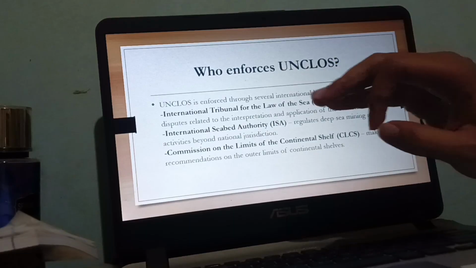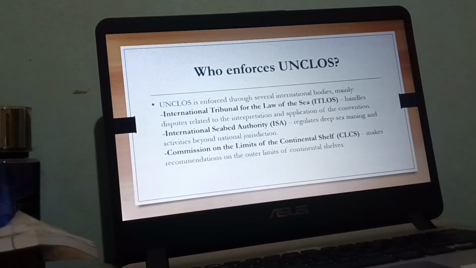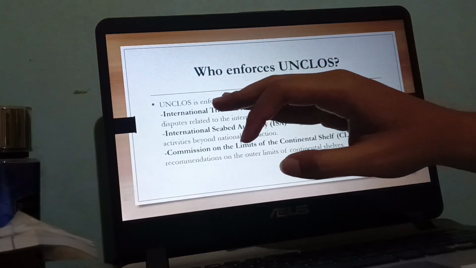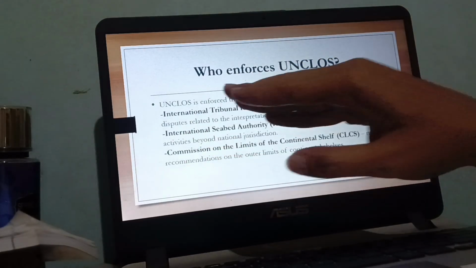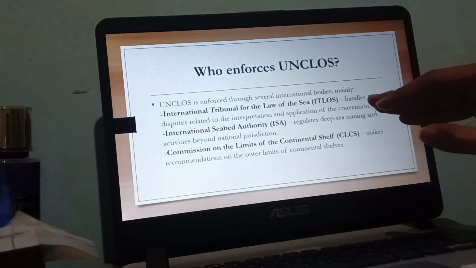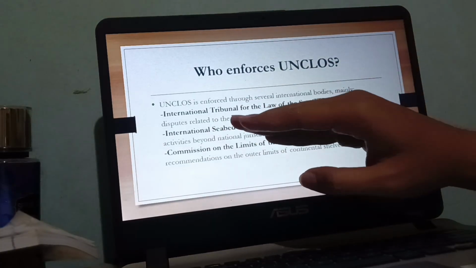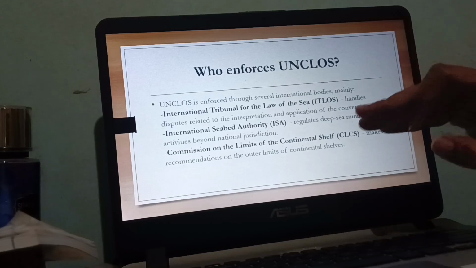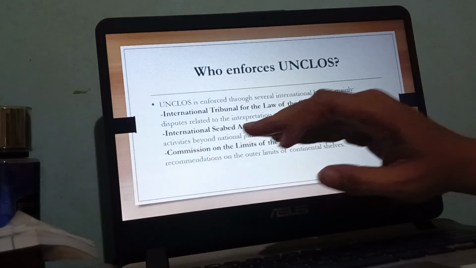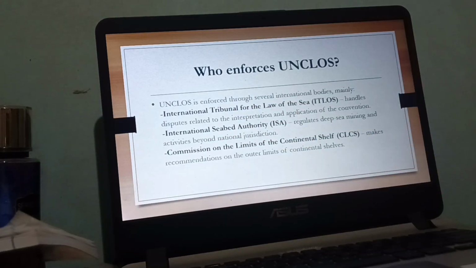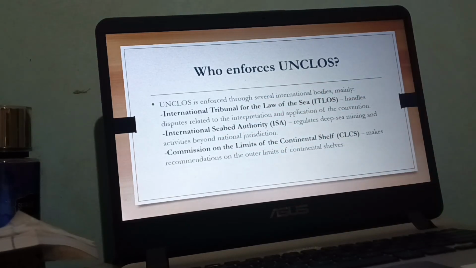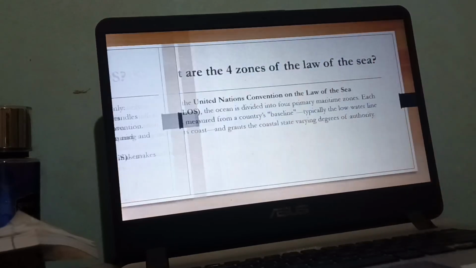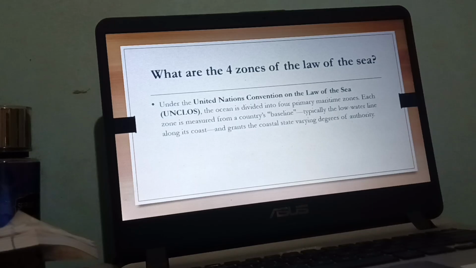There are three that enforce UNCLOS. First is the International Tribunal for the Law of the Sea, or ITLOS, which handles disputes related to the interpretation and application of the convention. Second is the International Seabed Authority, or ISA. It regulates deep sea mining and activities beyond national jurisdiction. And last is the CLCS, or the Commission on the Limits of the Continental Shelf, which makes recommendations on the outer limit of continental shelves.